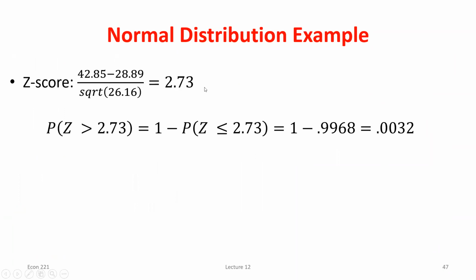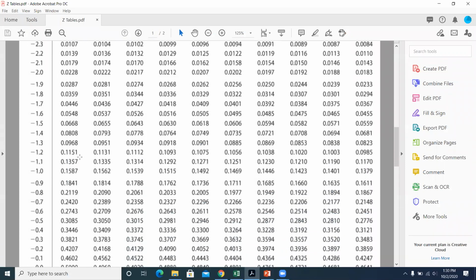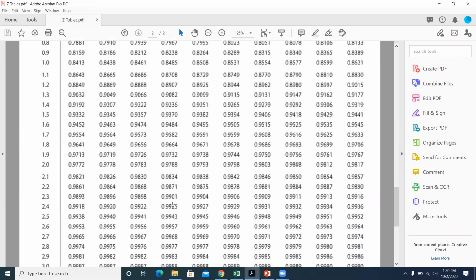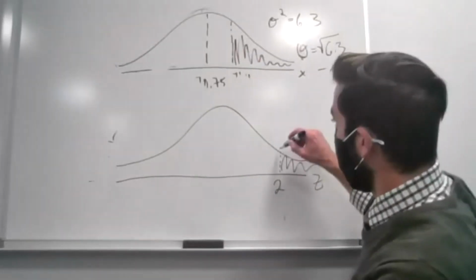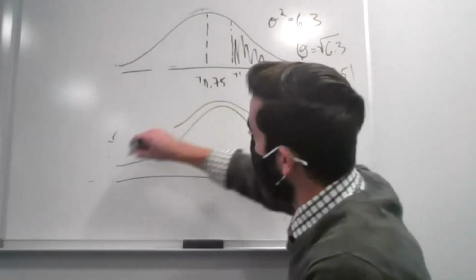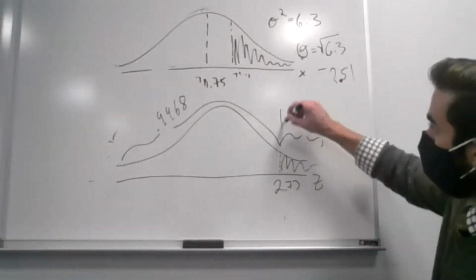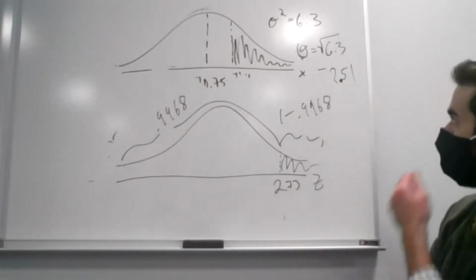Okay? So I can look up 2.73, but remember that gives me the area to the left if I look that value up in the table. So I'll look that value up in the table, 2.73. So here's my 0.03 column. I'll keep going down here to 2.7, 0.9968. Well, if that's 0.9968, I actually want the area to the right, so I need to subtract that from 1. So what, 0.0032 here?